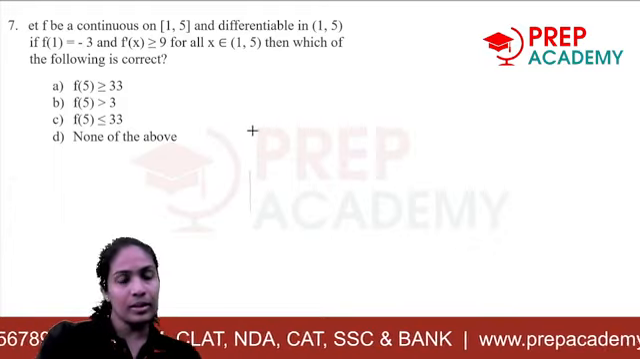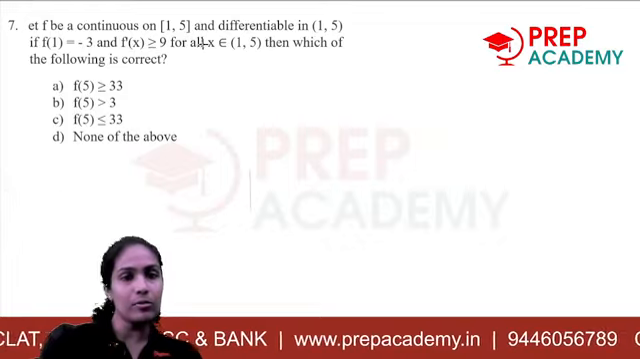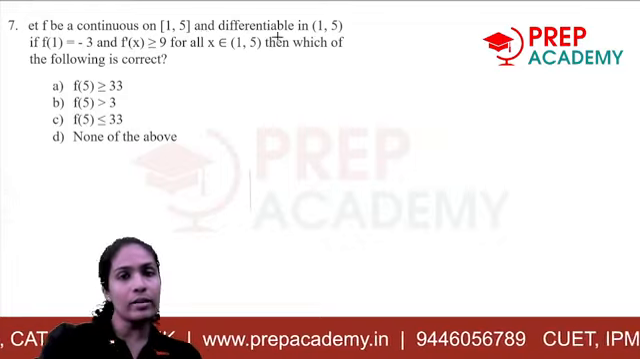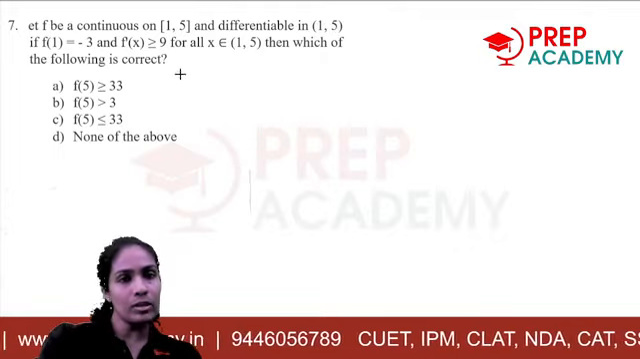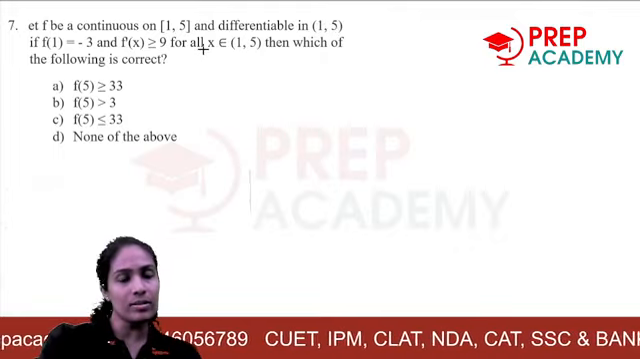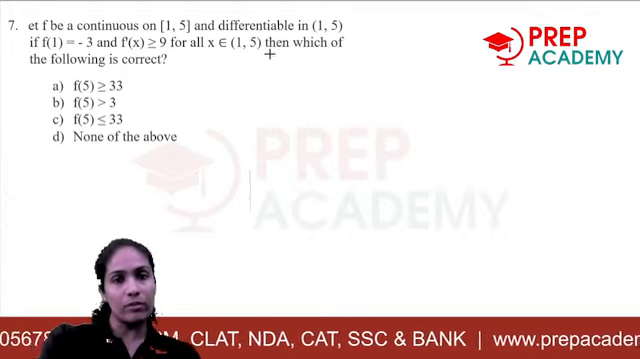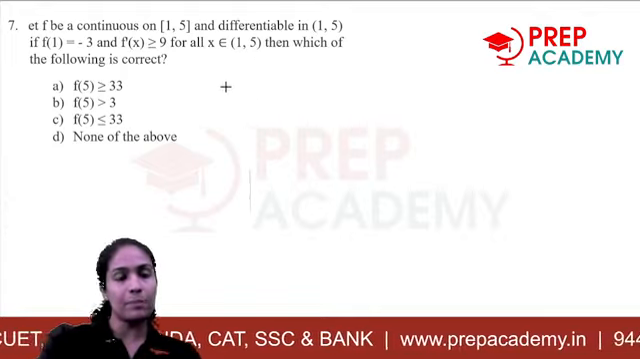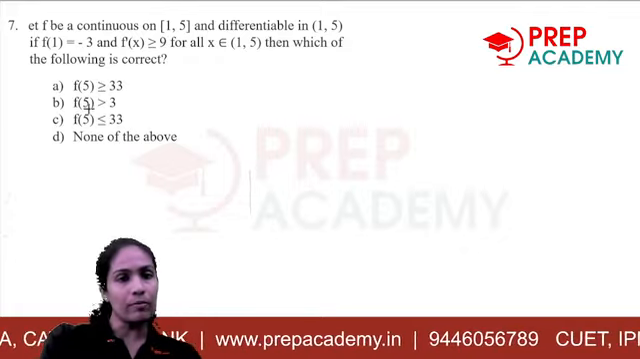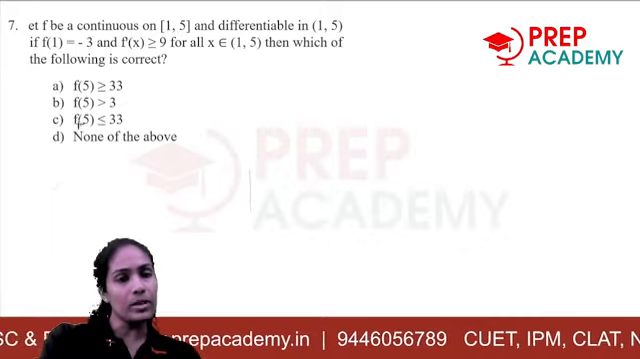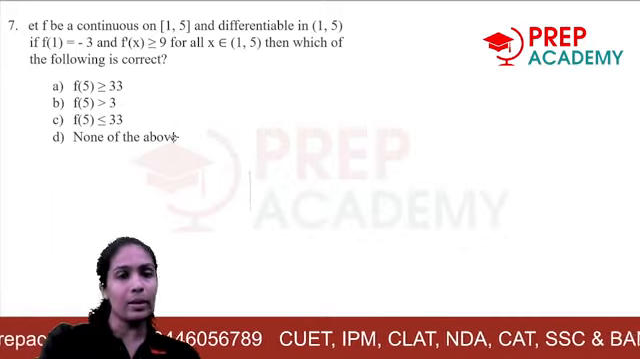Next question. Let f be continuous on the closed interval 1, 5 and differentiable in the open interval 1, 5, and if f of 1 is equal to minus 3 and f dash of x is greater than or equal to 9 for all x in the open interval 1, 5, then which of the following is correct? Option A, f of 5 is greater than or equal to 33. Option B, f of 5 is greater than 3. Option C, f of 5 is less than or equal to 33. And option D is none of the above.